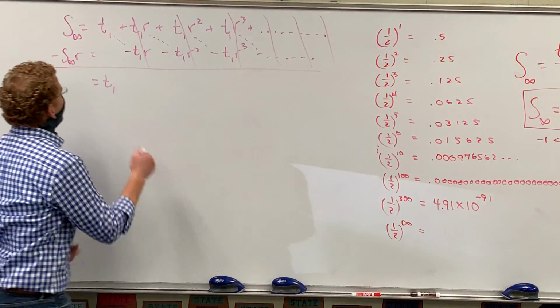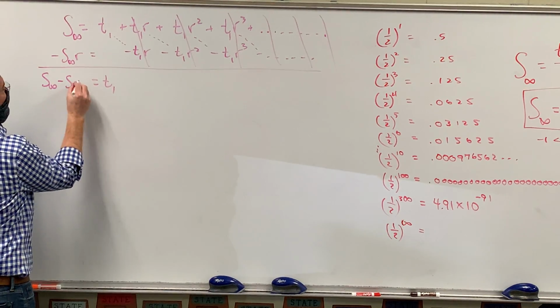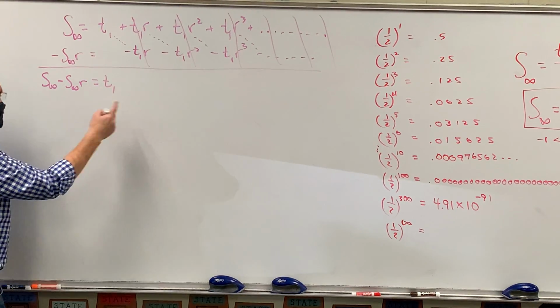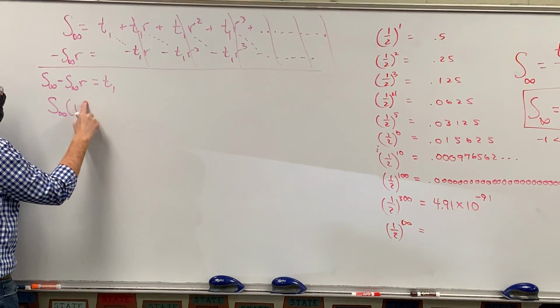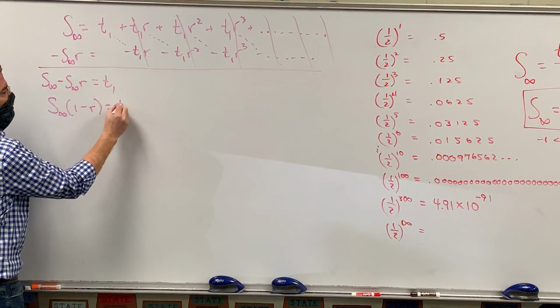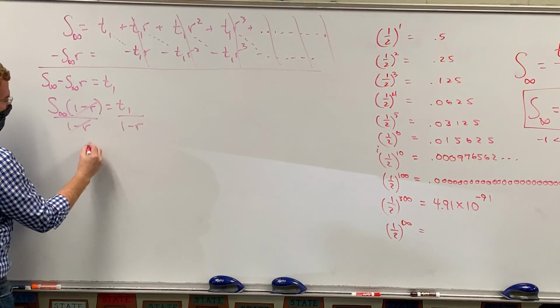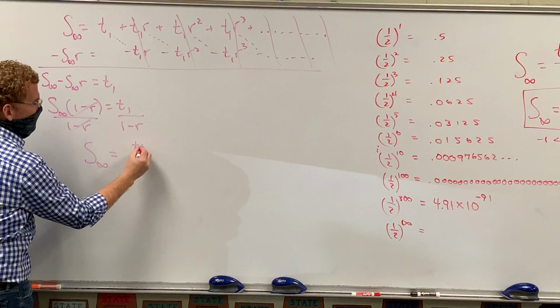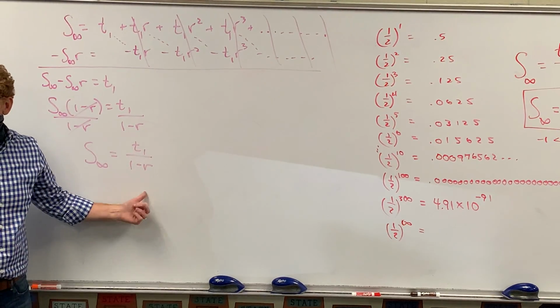And all I have left is S infinity minus S infinity r. And like before, I could factor out that S infinity, like I did yesterday, and divide it. And there's my sum formula again. Whoa. Are you seeing that?